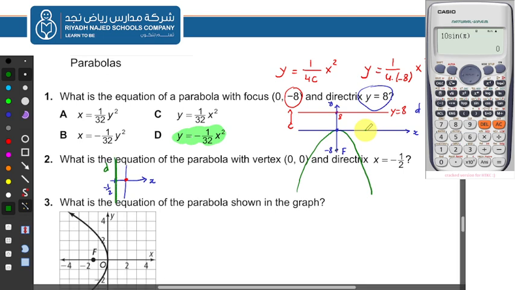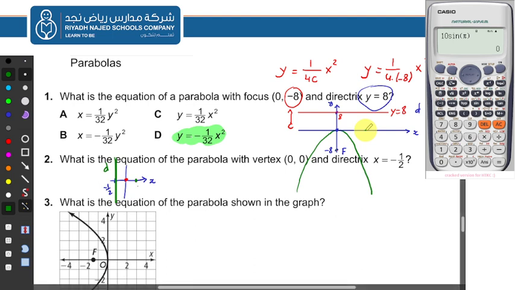This is the directrix, negative 1 over 2. Negative 1 over 2 is somewhere here. You can use a bigger scale or smaller scale, it doesn't matter. We need the shape of the parabola. Is it vertical? Is it horizontal? Now we don't have the focus, but we know that the focus is on the other side of the vertex. The directrix is here, and the focus is on the other side.